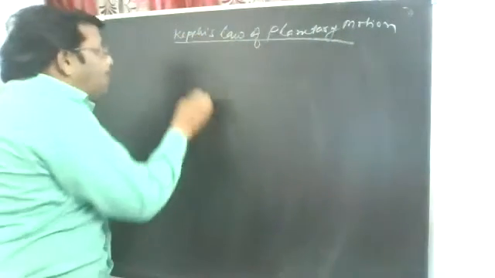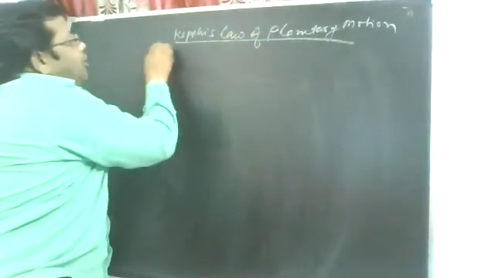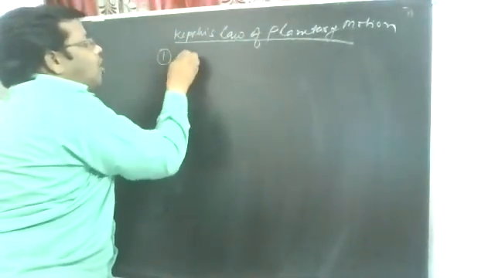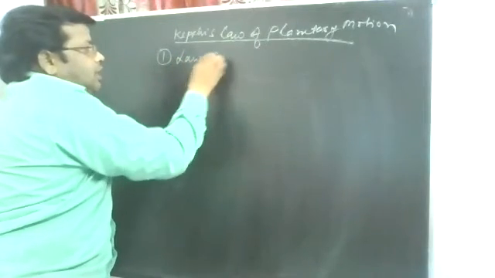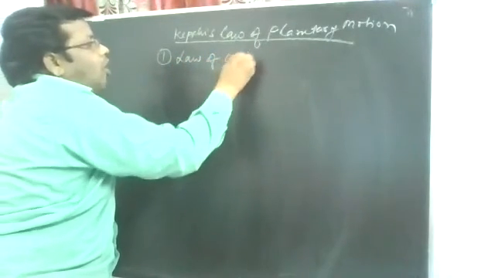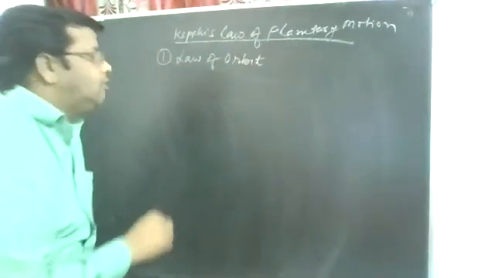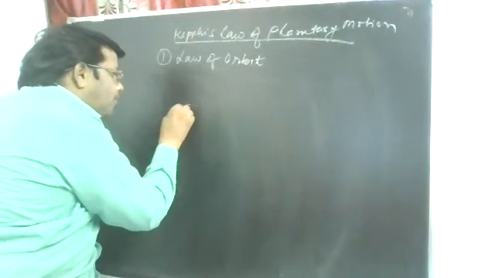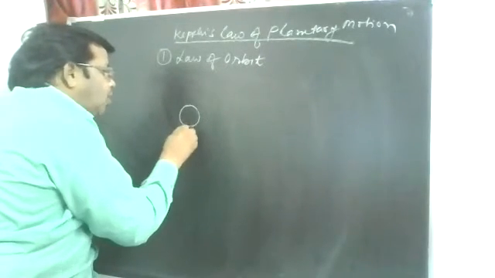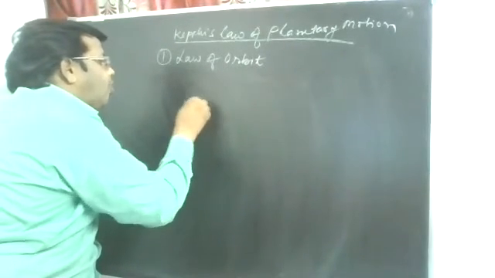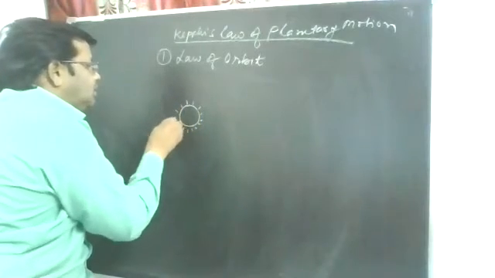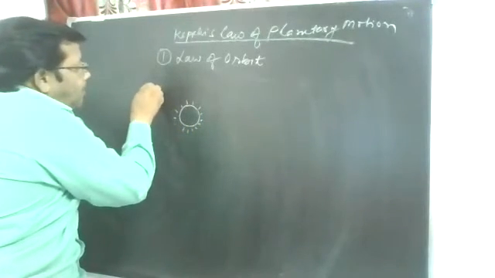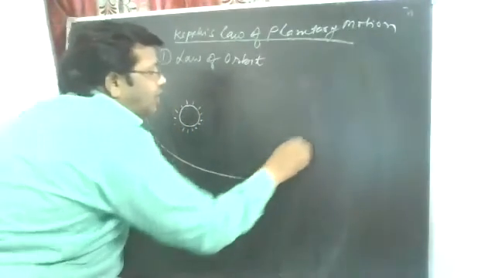See here, Kepler propounded three laws. His first law is known as the law of orbit. What is this law? He told that all the planets do not revolve in a circular path. He told that all the planets move in an elliptical path.